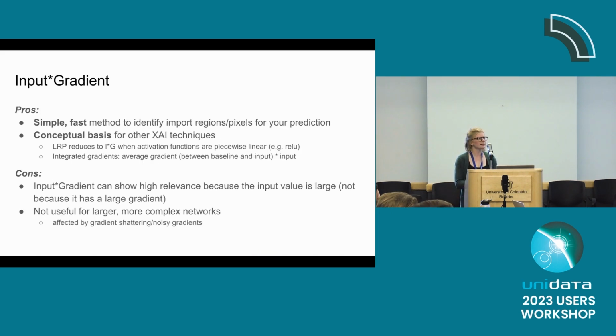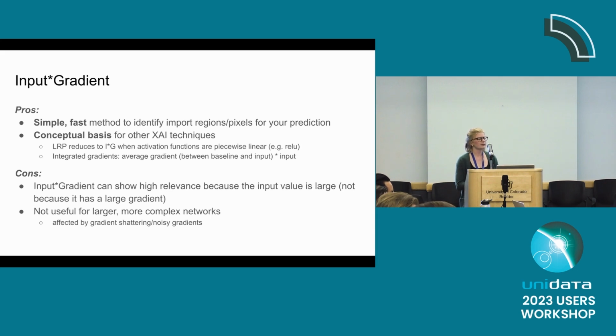There are pros and cons to each one of these XAI methods. One of the pros of this one is that it's simple and really fast, a simple and fast way to identify these regions. It's also a conceptual basis for a lot of other XAI techniques. Integrated gradients is another version of this that tries to account for more nonlinearities. Basically, instead of multiplying by the gradient, you multiply by the average gradient between some baseline and the input. That's very detailed, but you don't need to worry about it, and if you want to know more, I can answer questions later.